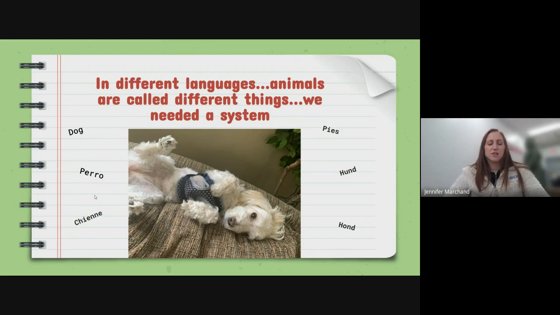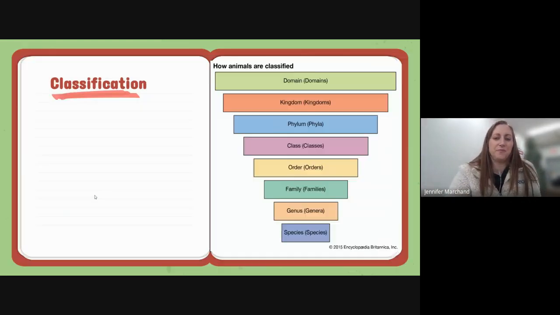So that's why scientists have created binomial nomenclature, so that at the end of the day, they can understand each other when they're working together on a project, but also so that they can see how species are connected, and how different organisms are related. We'll talk a little bit more about that here.